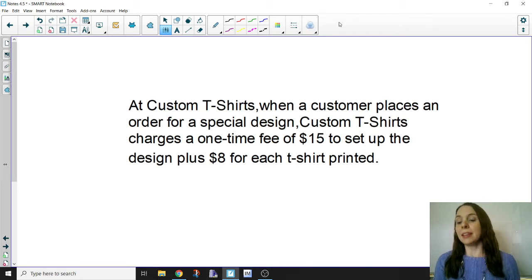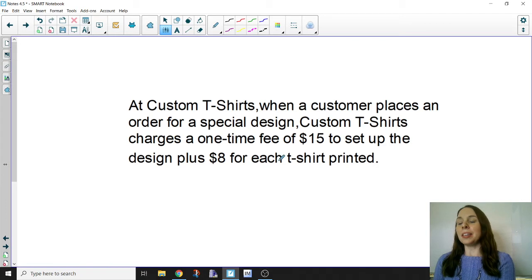And I say, yes. And then the next thing I say is, how much does it cost for an additional shirt? Now you're buying two shirts. And a lot of them figure out that you're not going to say $46. You're not going to double it because this $15 is a one-time fee. So you are just adding an additional $8 for each t-shirt printed, right? I'm going somewhere with this, I promise.